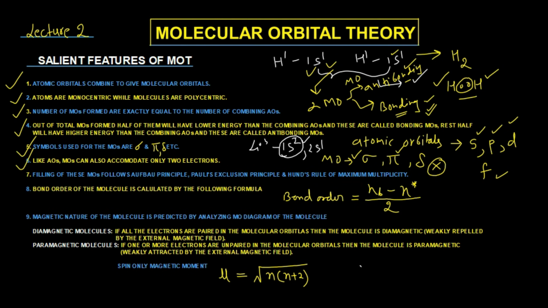So all these three rules would be followed in the filling of the electrons in the molecular orbital diagram as well. So this point is also clear, right?